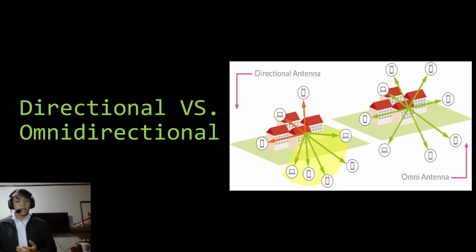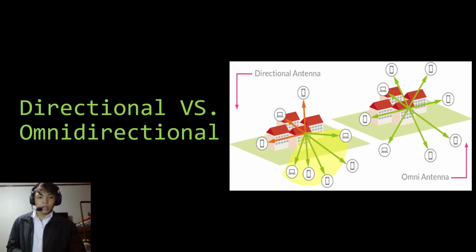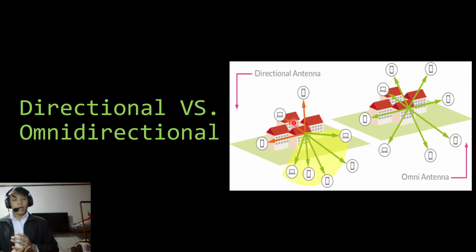So this is a great illustration for a directional antenna. As we can see here, this is more focused. It has one area that it focuses on, and the other directions are not covered.